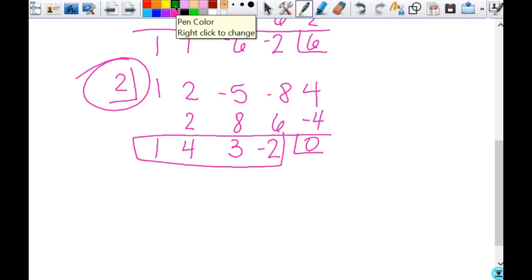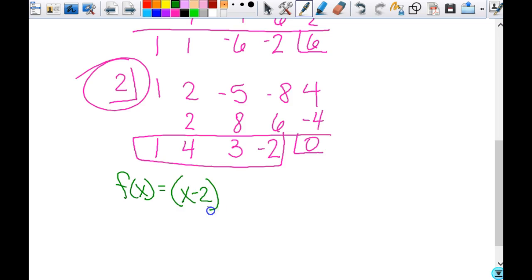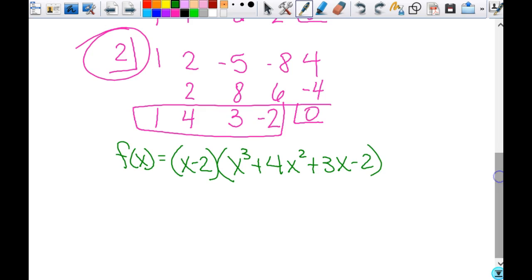Now, you don't necessarily have to write the next step every single time, but I want to write it because I'm not sure that all of you have a great connection of what this even means. So what this is telling me here is that f of x is equal to, well, this is a root, so this would be x minus 2. I started with a quartic, so this right here is my x cubed term. So this is x cubed plus 4x squared plus 3x minus 2. Okay, that's where we are right now, right?